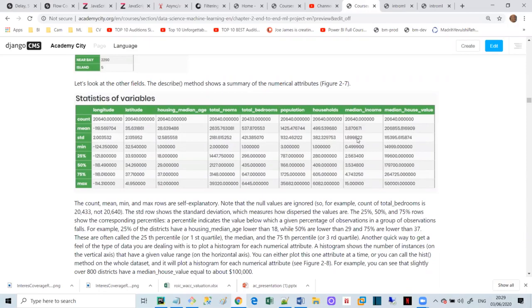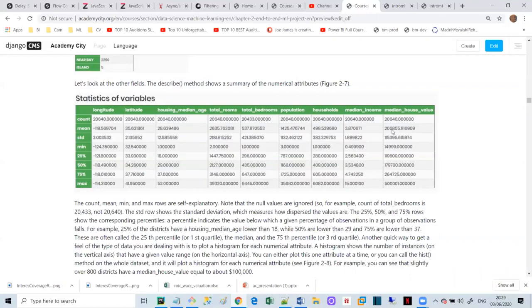Sorry, this is the median. This is the median income. Sorry about that. Household. Now, where is the... Yeah, here we go. The last one. The last one is the standard deviation. So I can say standard deviation of $206,000. That means that the pricing in California, I would say it's very diverse.